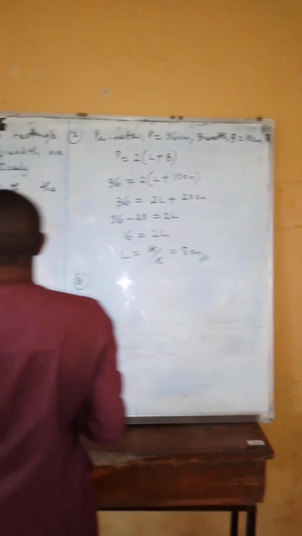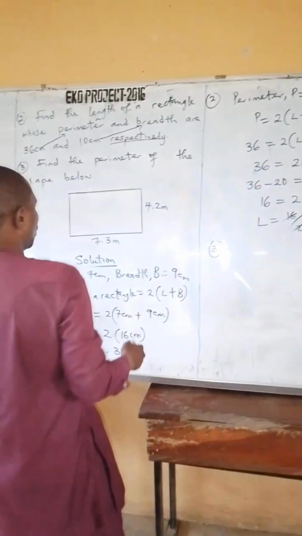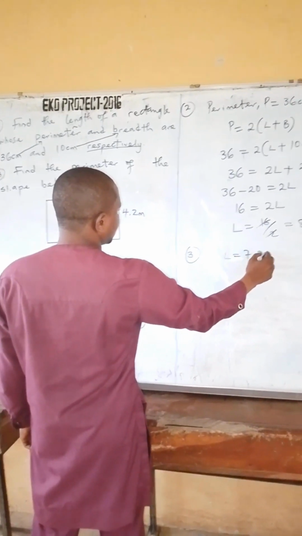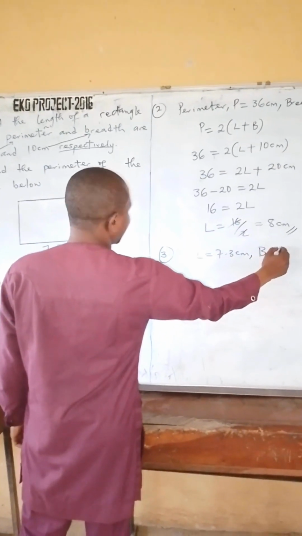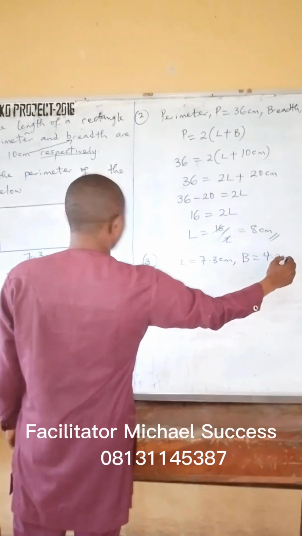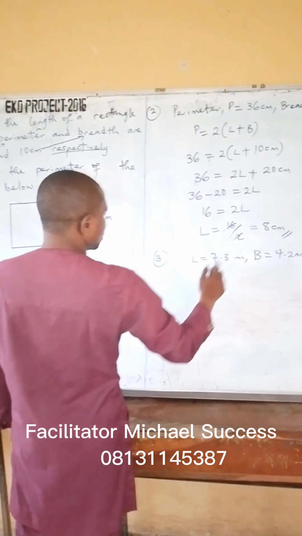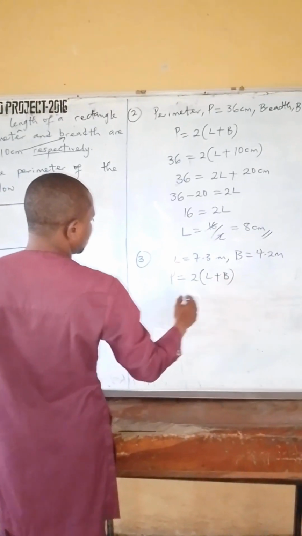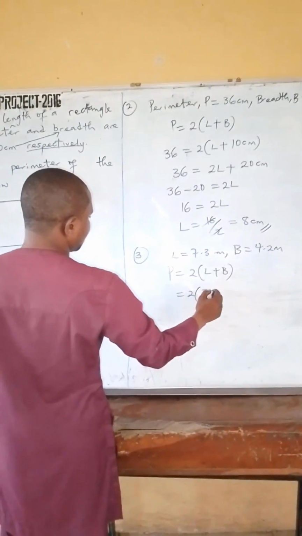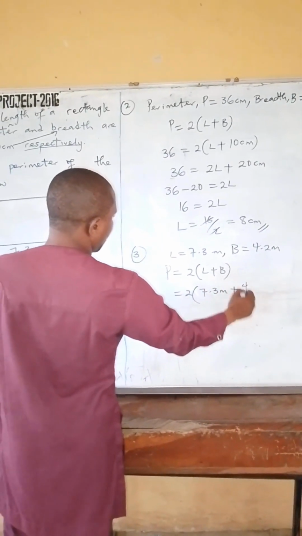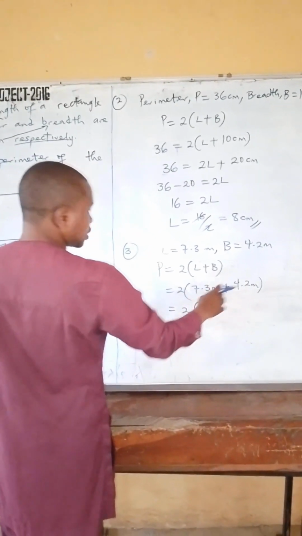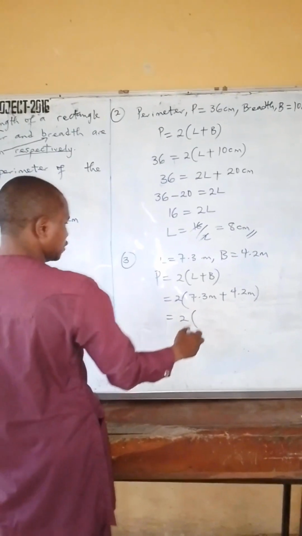Then the third one, find the perimeter of the shape below. The shape here, our length is 7.3 cm, whereas our breadth is 4.2. Okay, it's even in form of meter. So our formula P is equals to 2 into bracket length plus breadth. We are going to have 2 into bracket 7.3 meter plus 4.2 meter.